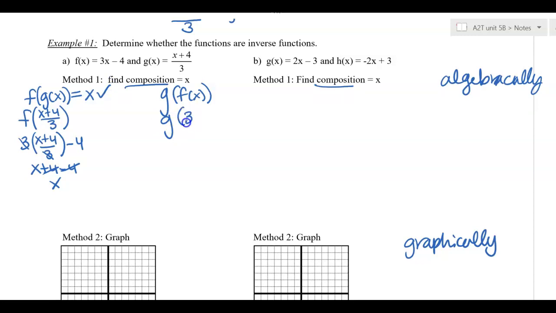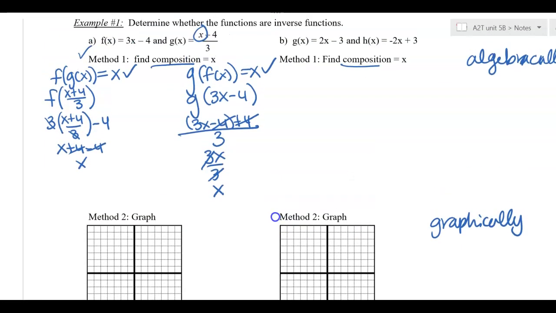So g of f of x means I'm doing g of 3x minus 4. G of 3x minus 4 means 3x minus 4 goes into this x spot, plus 4, over 3. The 4's will combine. I'll have 3x over 3. The 3's will cancel, and I will have x. So method 1 worked. I proved that these are inverses by showing you that the composition turns out to be the original input in both cases.